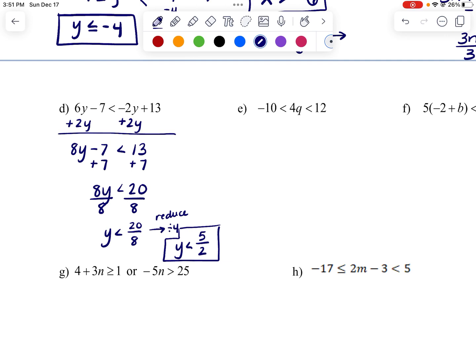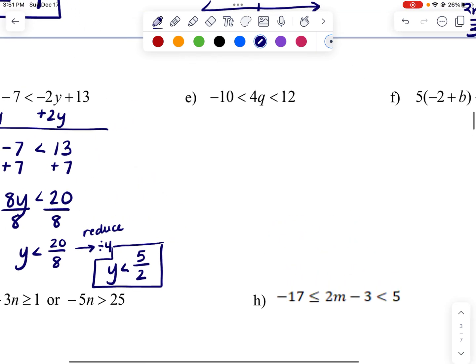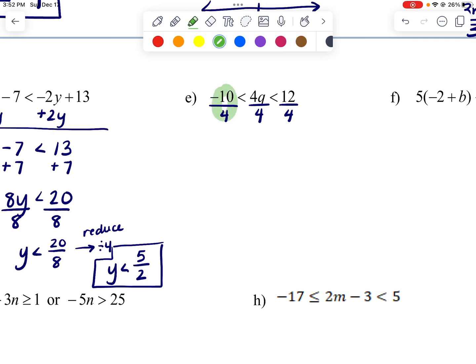Getting into compound inequalities, remember, you either have an or statement or an and statement, and you have to solve all of them. So there's a 4 in the middle, and it's getting multiplied, so you're going to divide all 3 parts by 4, and you need to reduce your fractions if possible. So these are both divisible by 2, so -5/2 is less than q is less than 3.